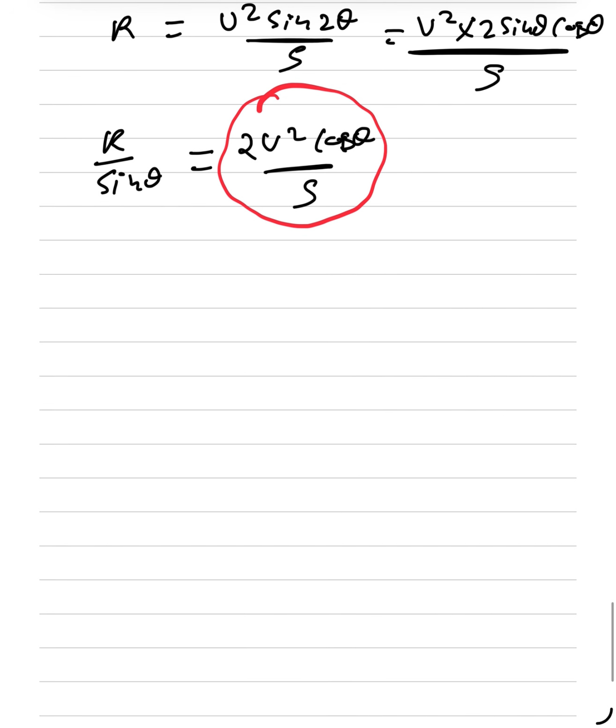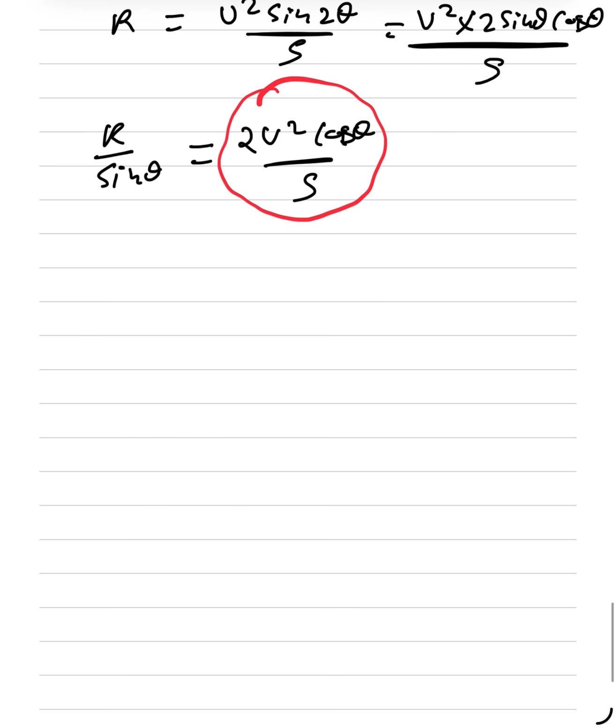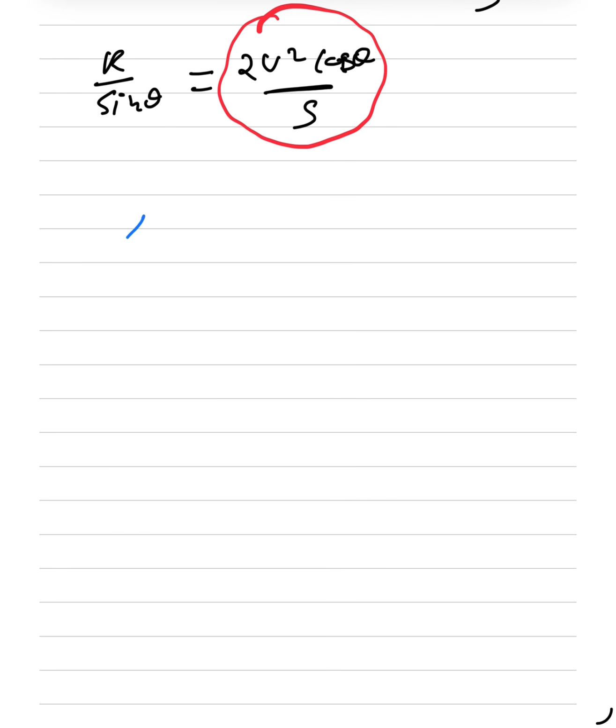And next topic for the explanation, radius of curvature. Radius of curvature is a most important part for the JEE exams. At every point of the projectile path, along the circular path, there is a radius of curvature.